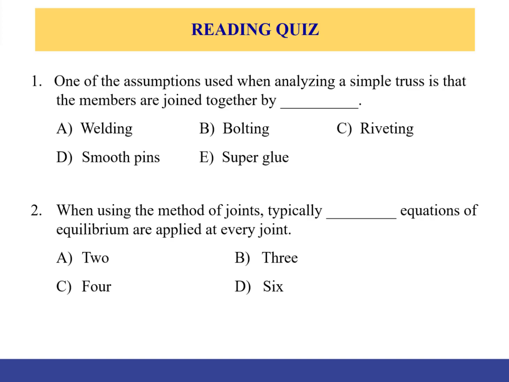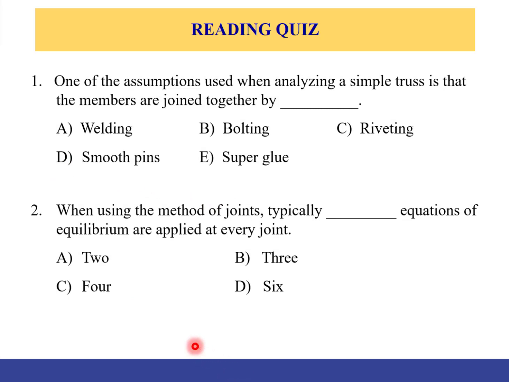On the assumption that you all have read sections 6.1, 6.2, and 6.3, the first reading quiz is: one of the assumptions that you use when analyzing simple truss is that the members are jointed together, and this kind of joint is in fact assumed to be a smooth pin joint, meaning there is no friction, and the only forces developed at that pin are reaction forces, vertical and also horizontal if we are dealing with the Cartesian coordinate. So the answer is D.